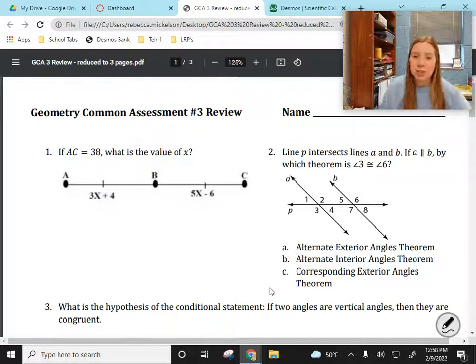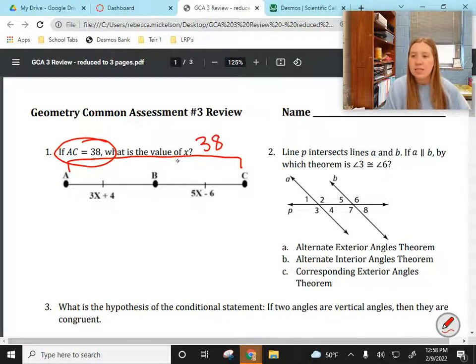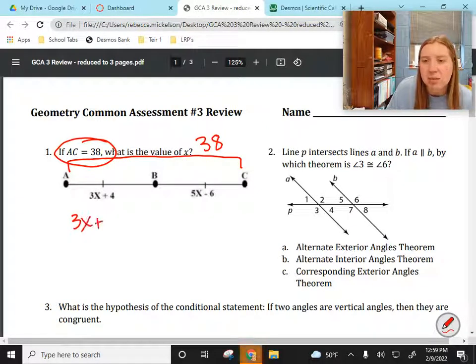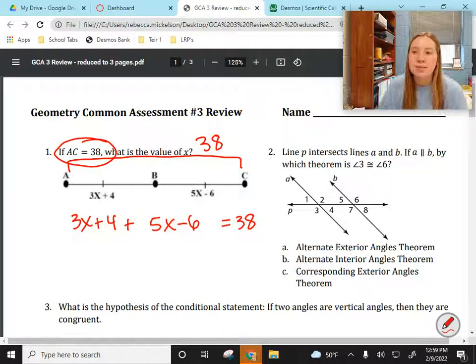My first question is the segment addition postulate. We're remembering small plus small equals big. They tell me if the length of AC, this whole thing, is 38, what is the value of x? Well, we know that this left side is 3x plus 4. We know this right side is 5x minus 6, and the total equals 38, and we should get that total when we add those two values together.